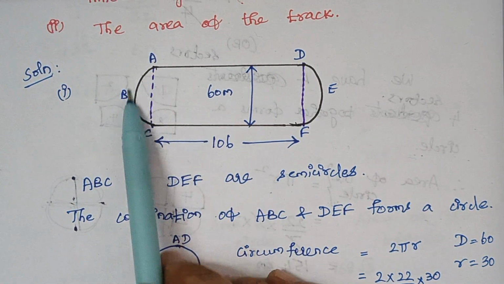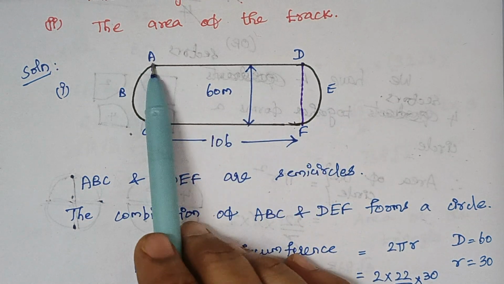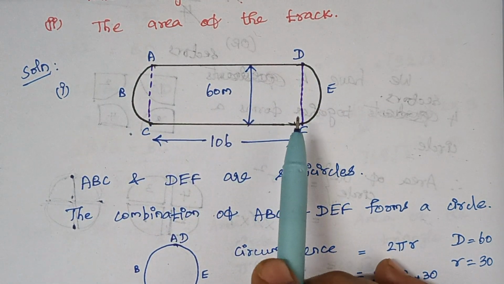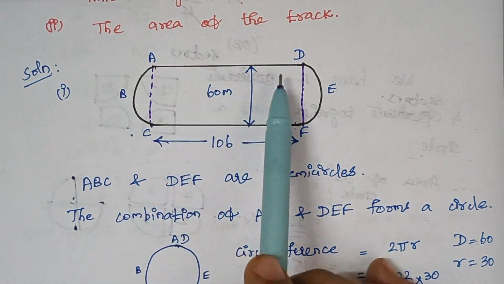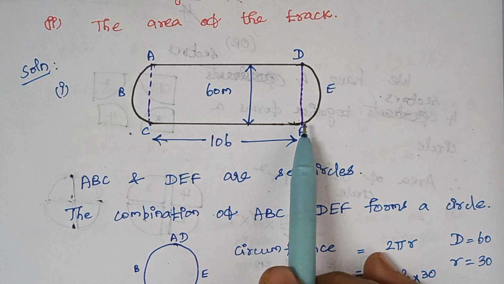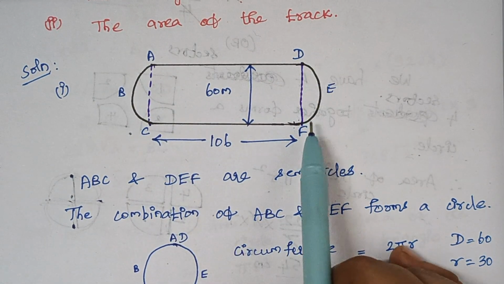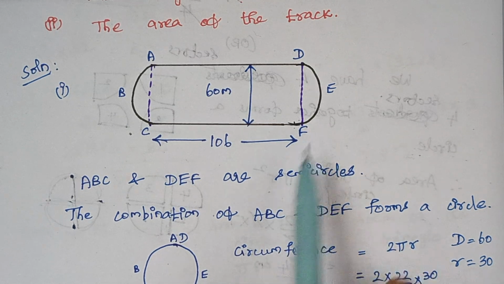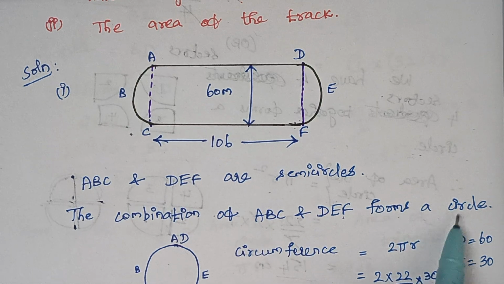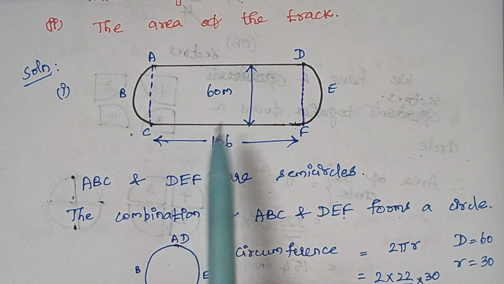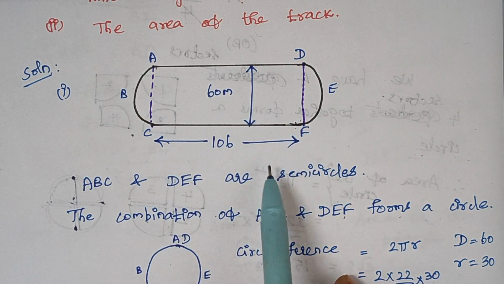And you see the right end and the left end are semicircle in shape. So here I had drawn like this. Then I had separated the two semicircles just by drawing a line like this, right? So ABC is a semicircle and DEF is another semicircle. So here you see the combination of ABC and DEF forms a circle. Say yes or no? Because when you combine two semicircles, automatically they form a circle.